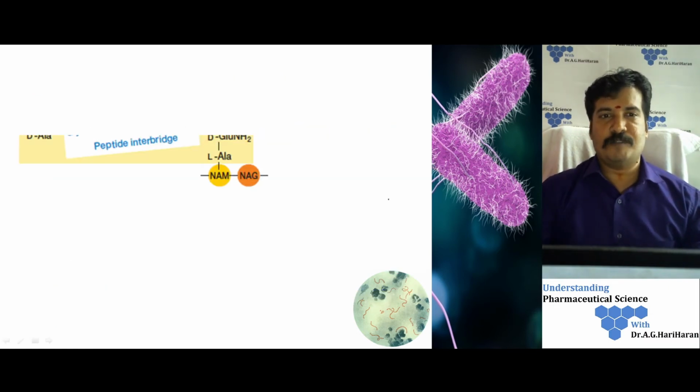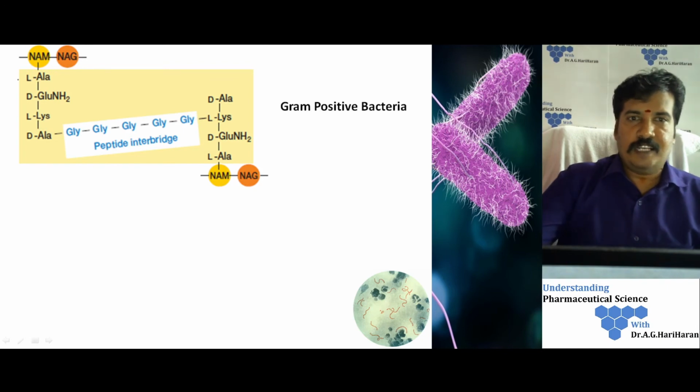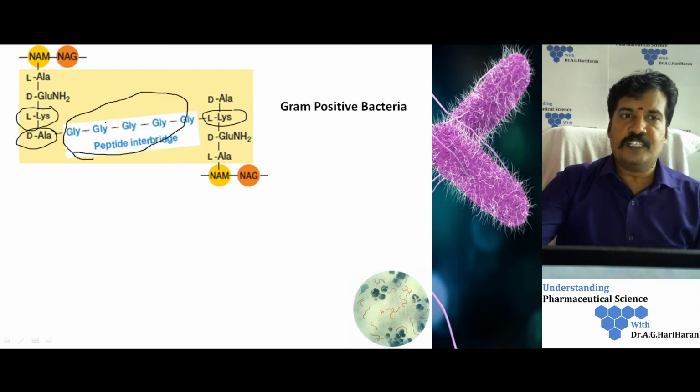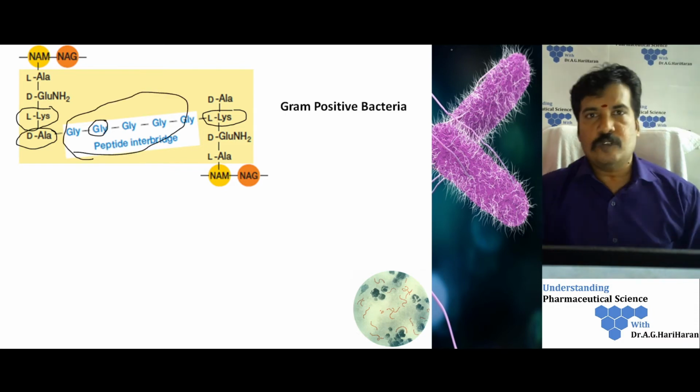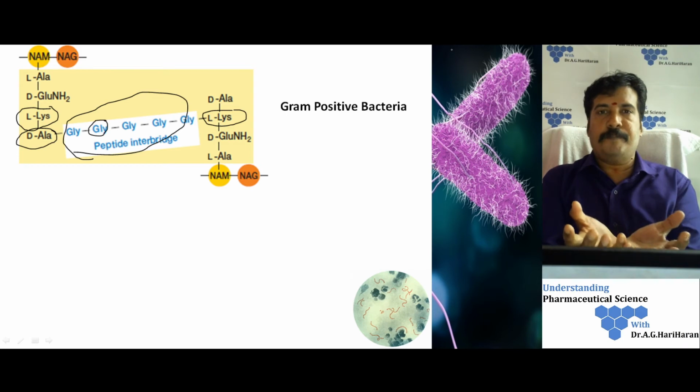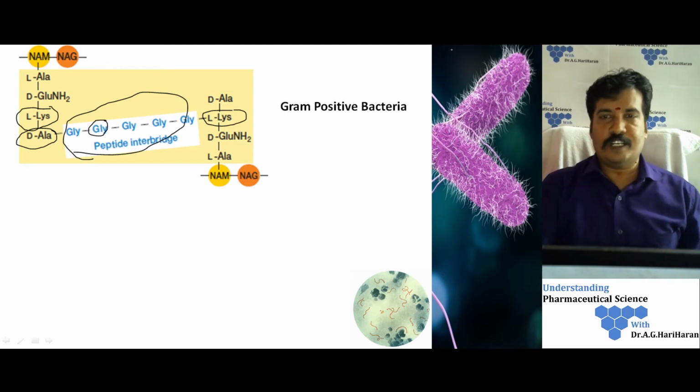This you can see from the picture. So in gram-positive bacteria, generally the diaminopimelic acid can be replaced with L-lysine, or some bacteria contain the diaminopimelic acid. So from the carboxyl group of the D-alanine and the amino group of the L-lysine, we get a peptide interbridge which is made up of glycine. So this will be seen in gram-positive bacteria. That's why it is osmotically more resistant and the peptidoglycan layer is also very strong in nature.